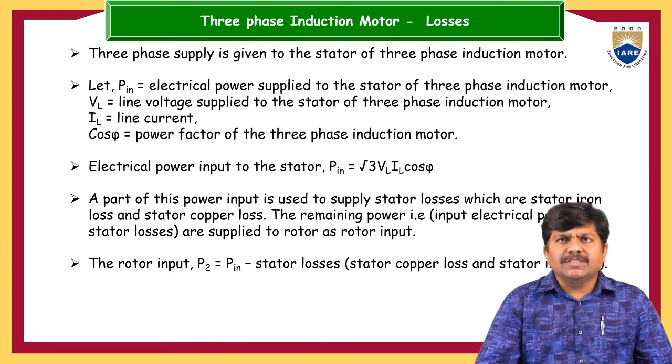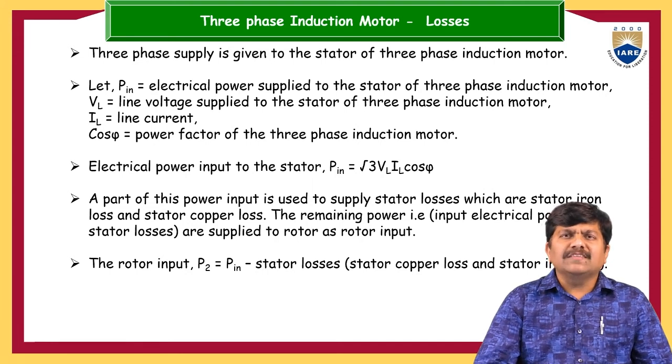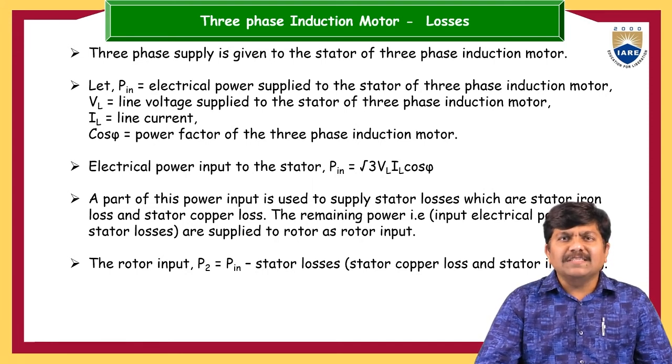So let P input be the electrical power supplied to the stator of the three-phase induction motor, VL the line voltage supplied to the stator, IL the line current in the stator windings, and cos phi the power factor of the three-phase induction motor. So the electrical power input to the stator is P input. What is the formula for this? That is root 3 times line voltage, line current, into power factor.